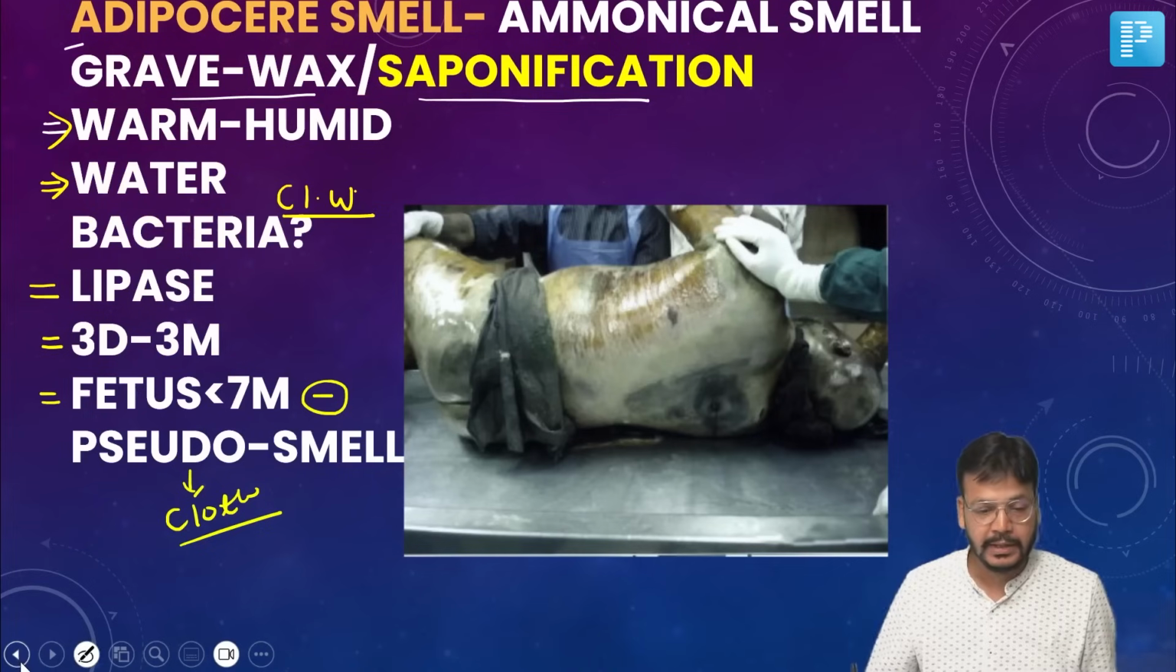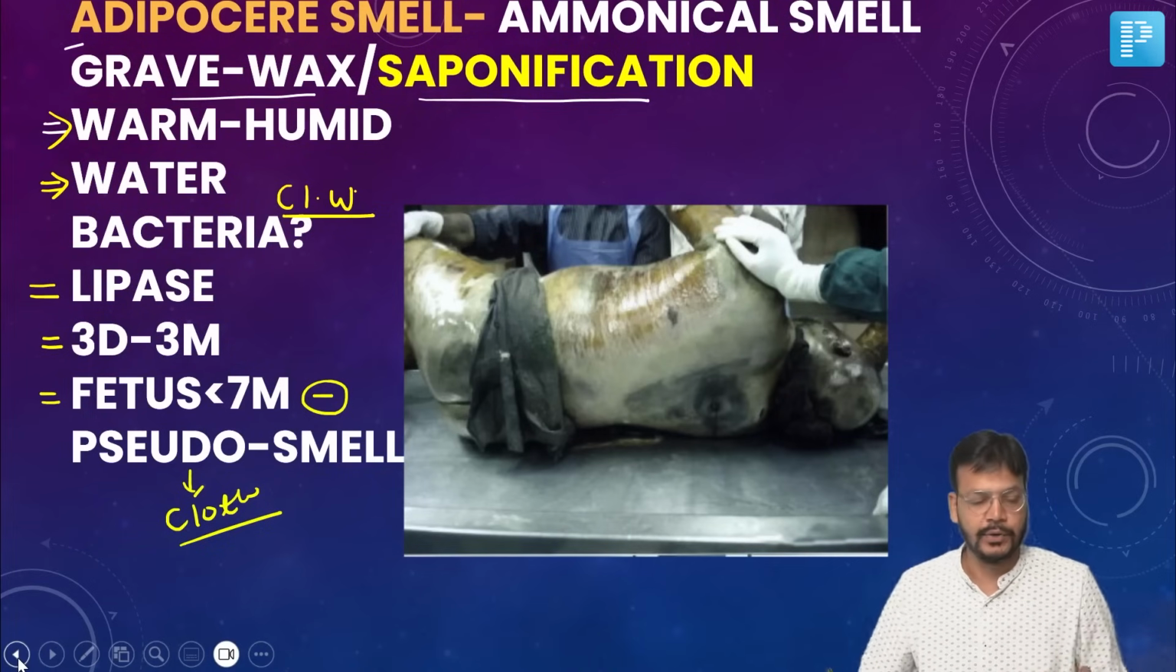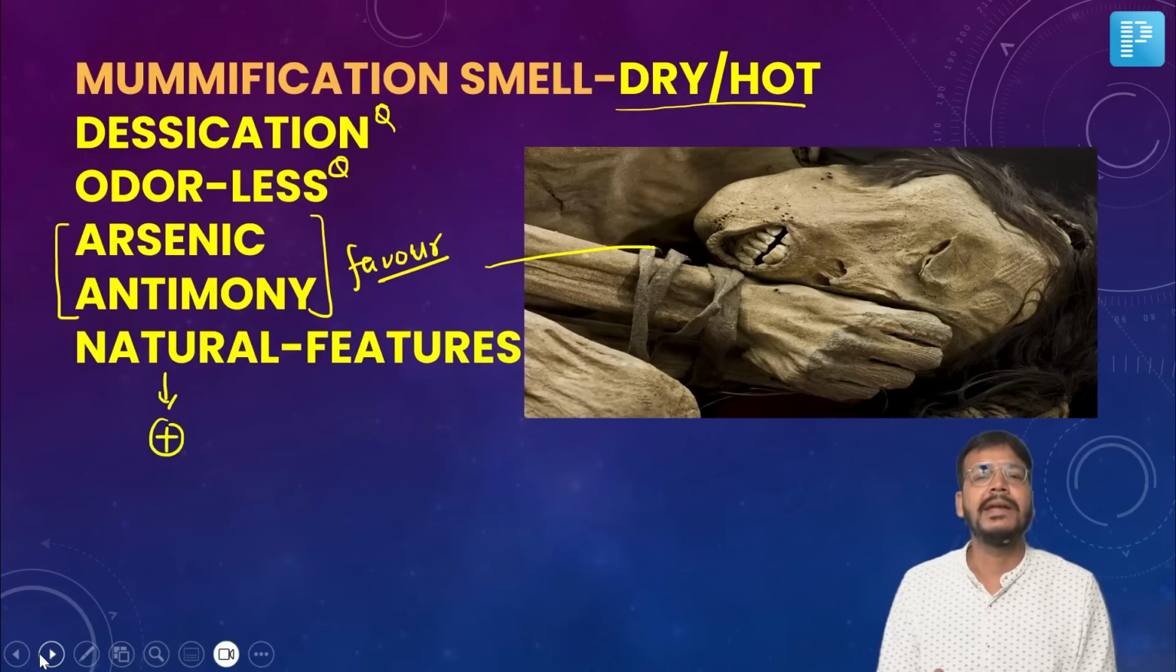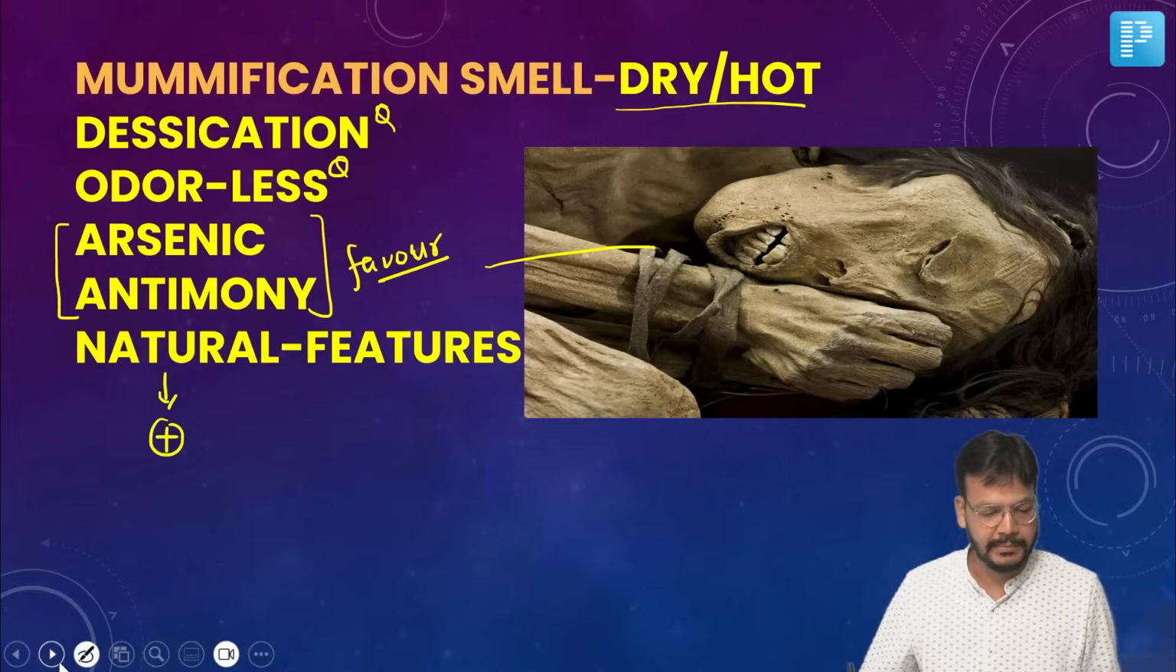And look here, sir, in adipocere here it's a greasy and translucent body. It's a slightly sticky body. This is a dry body, dehydrated body. Odorless, whereas there was an ammoniacal smell. Let's compare line by line. There was a warm and humid climate, here dry and hot climate.